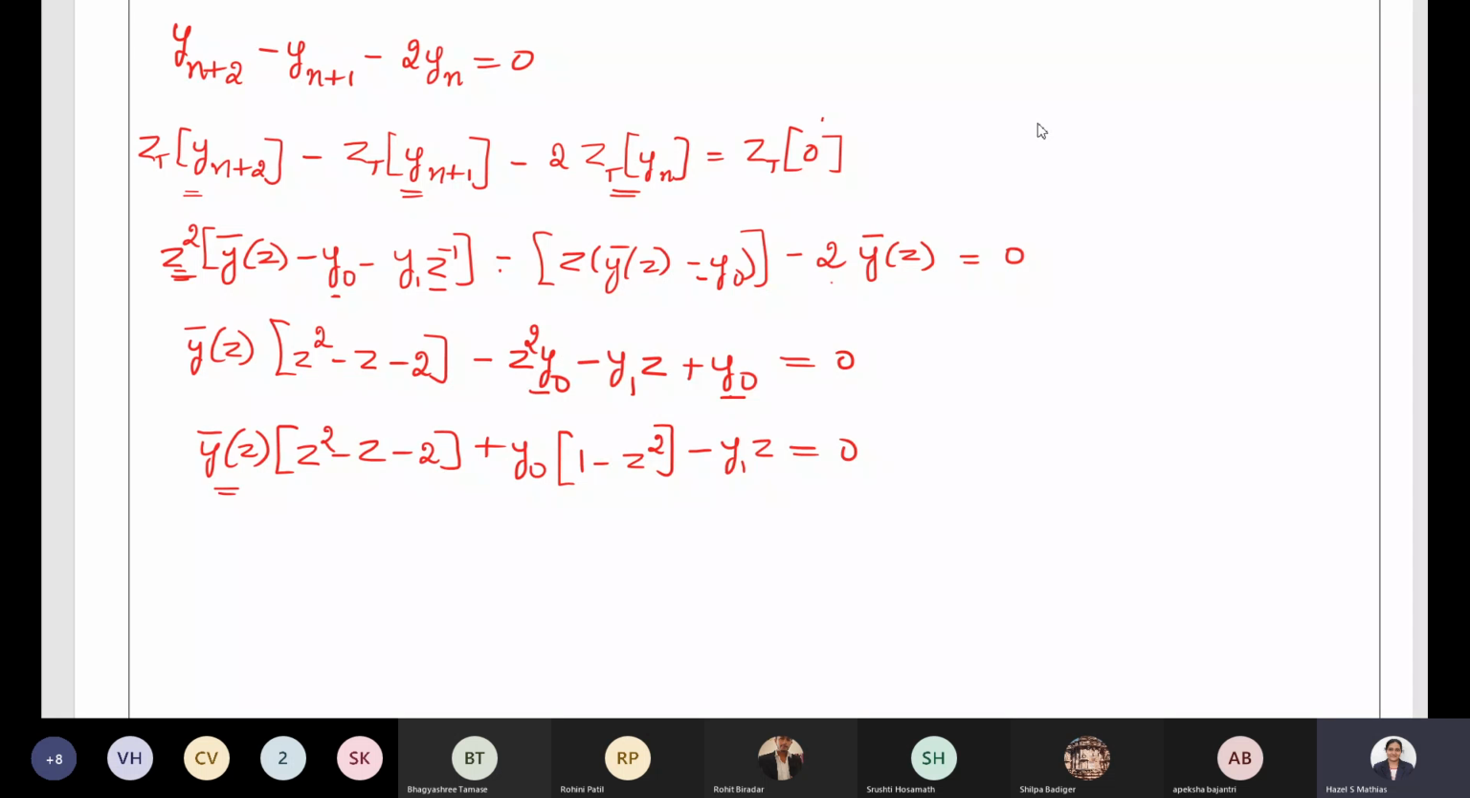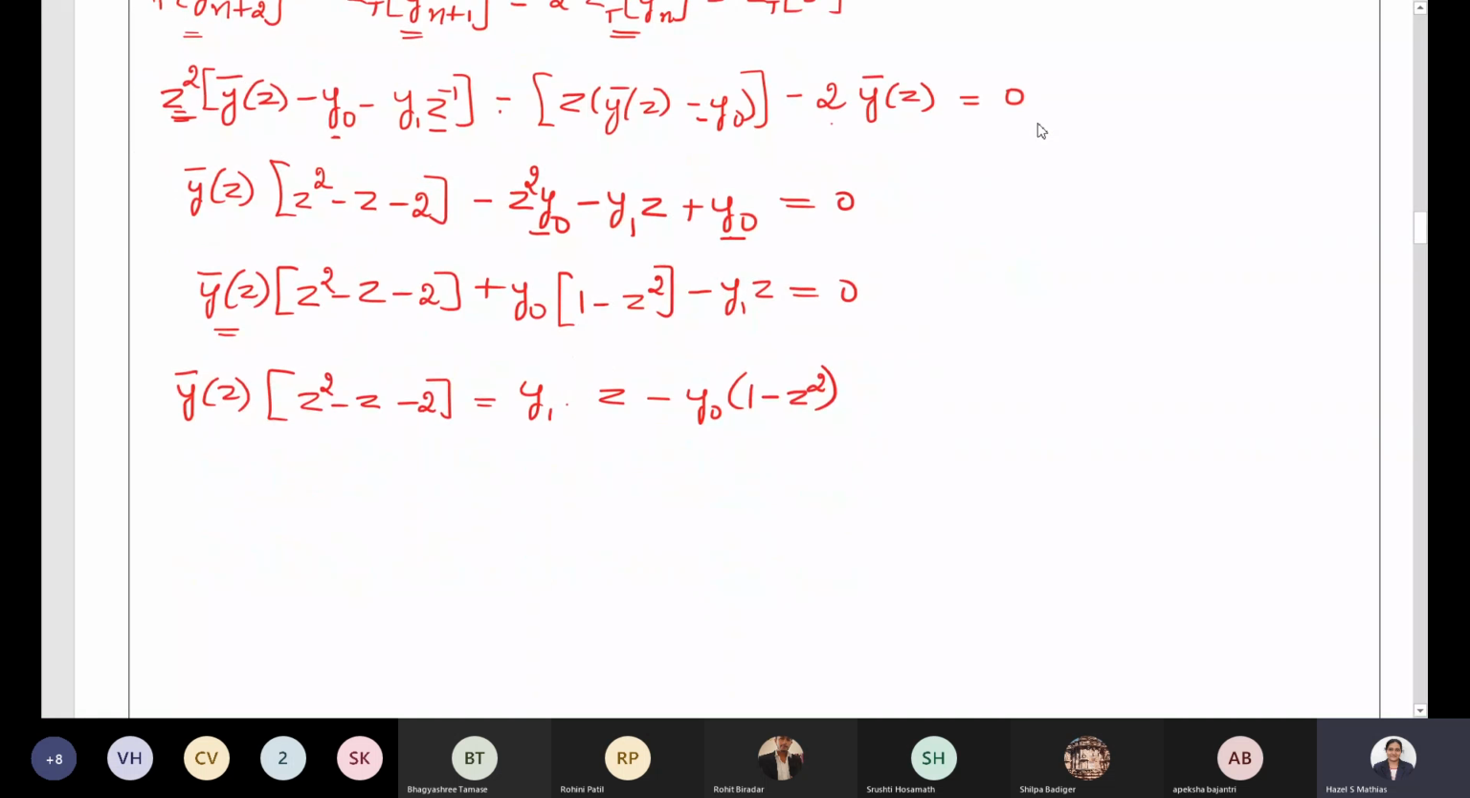Next intention is we want y bar of Z. So y bar of Z into Z square minus Z minus 2. You take this to the other side. What do we get? When we take this to the other side, it will be y1 into Z minus y naught into 1 minus Z square. This is what we get. Y1 into Z minus y naught into 1 minus Z square.